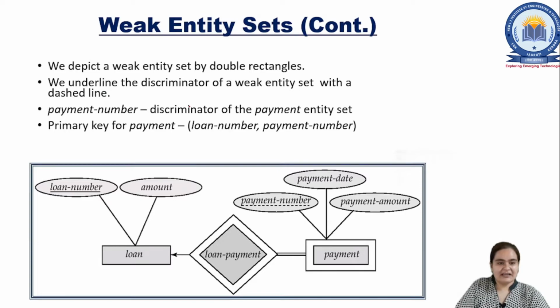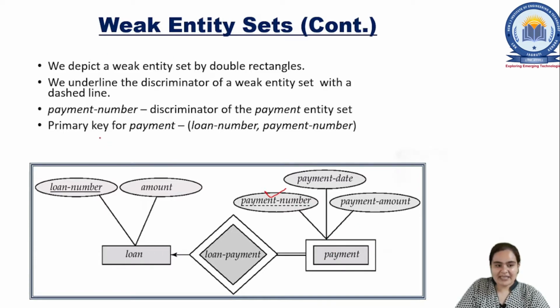So let's take an example. We need to depict the weak entity set, and we have to mention it by a double rectangle in an entity set, and the relationship which is associated with the weak entity set is given by the double diamond. So the underlying attribute in the payment, that is payment number, with this dashed underline, is called a discriminator, which is the attribute of this payment itself.